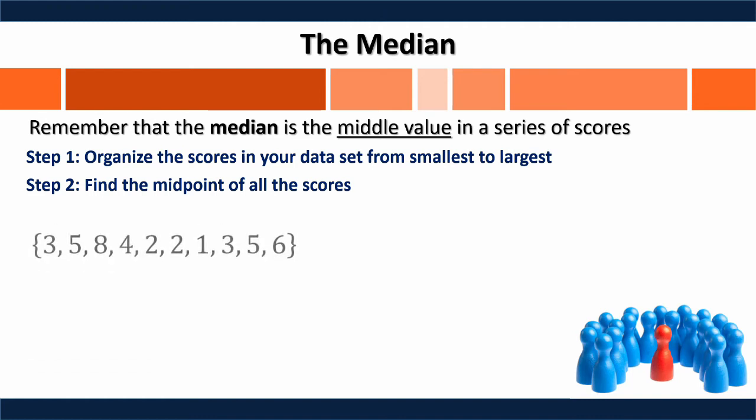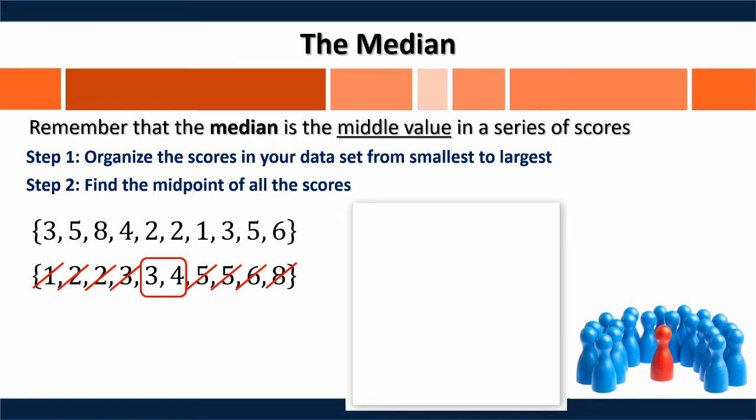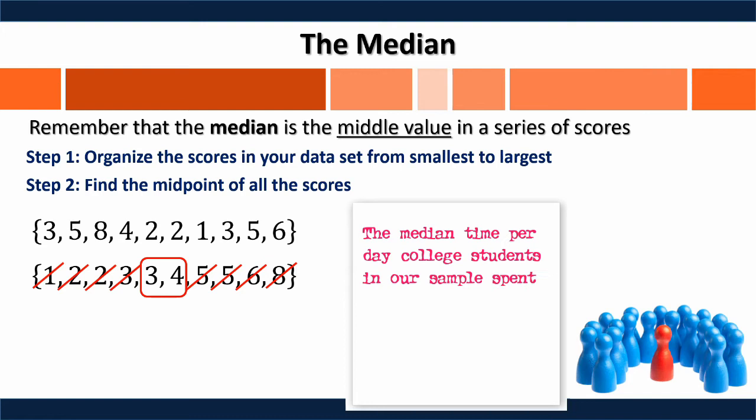Here's the newspaper reading data set we looked at earlier. If we arrange all the data from smallest all the way to largest, cross out all of the outer scores, we find that the midpoint numbers are 3 and 4. In this case, because there's no true single midpoint, we average these numbers to get 3.5. Our interpretation is therefore that the median time per day college students in our sample spent reading the newspaper was 3.5 hours. And this is exactly how you would write it up in the research report.